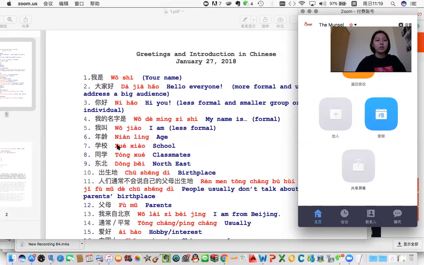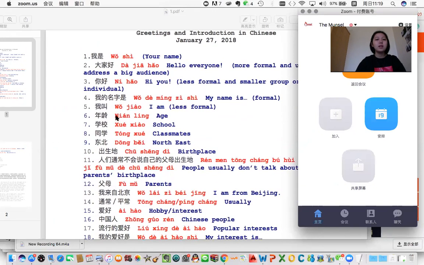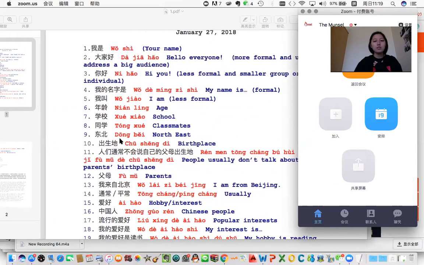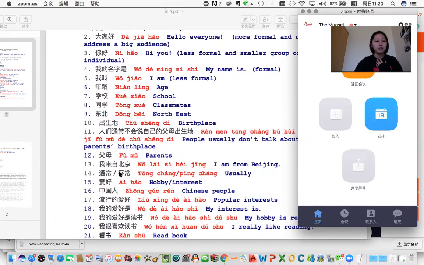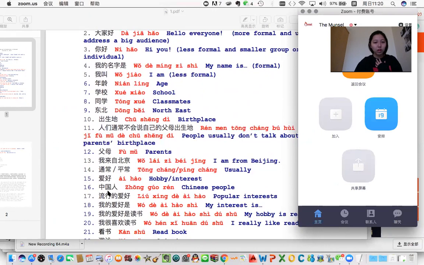You can also introduce your school. 我的学校是, my school is. You can also introduce your birthplace. You can say 我的出生地是, but people usually don't say that. People usually say I am from. Like I'm from 北京, 我来自北京. Or I'm from China, 我来自中国.